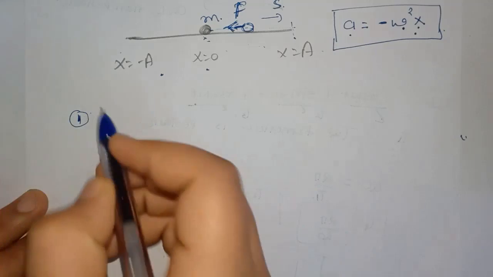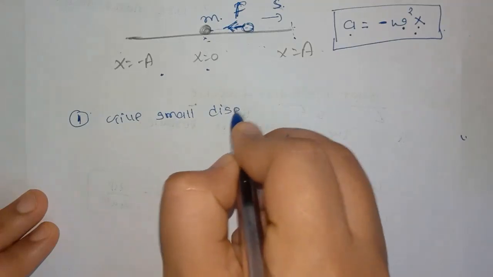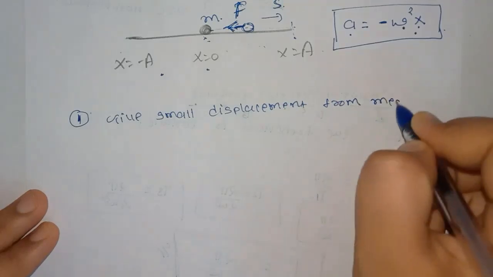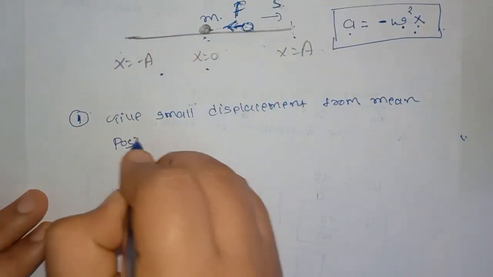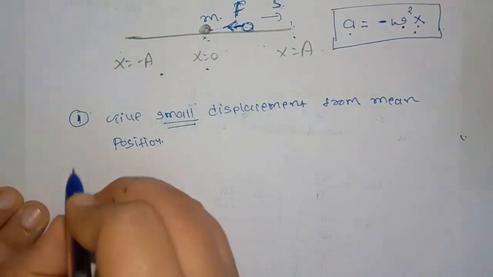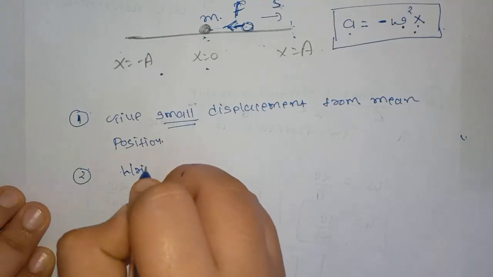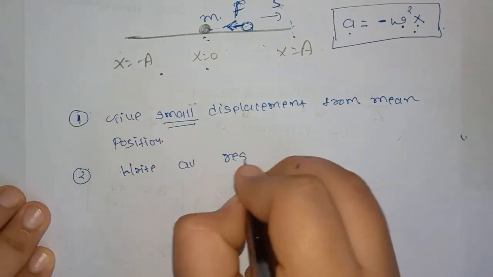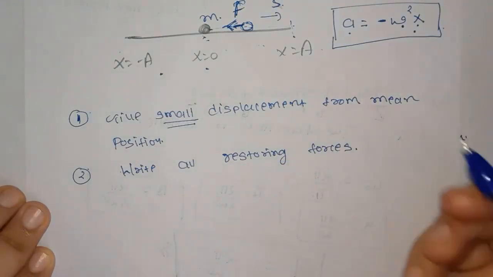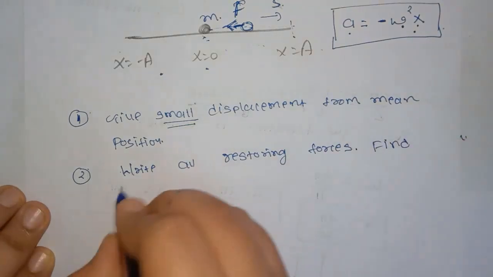First step, give a small displacement from the mean position. Here, small displacement is very important. Second, after giving the displacement, write all the restoring forces. From that, we can find the acceleration.